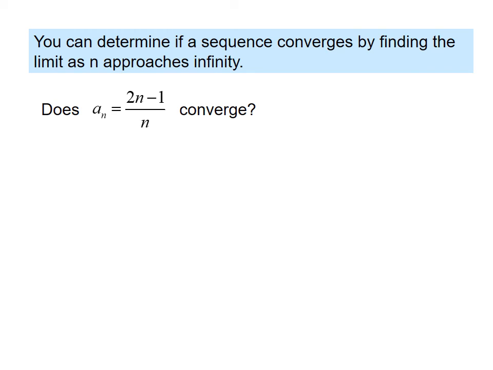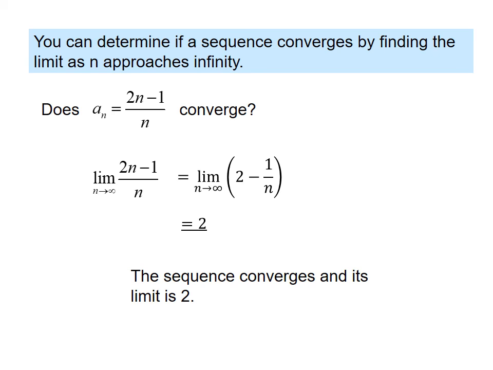Let's say, for example, we want to determine if the sequence a_n equal to (2n - 1) over n converges. To do this one, we simply look at the limit of (2n - 1) over n as n goes to infinity. Since n in the denominator is common for the two terms, you can simplify this to the limit of 2 minus 1 over n. The limit of 1 over n as n goes to infinity is 0. So this limit goes to 2. It's obvious that the limit goes to a fixed number 2, which confirms that the sequence converges, and that limit is 2.